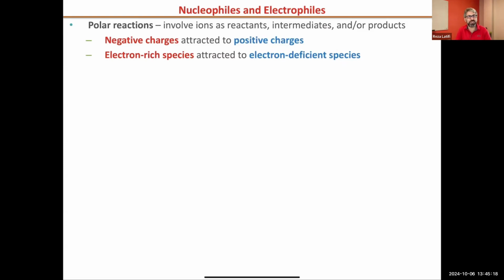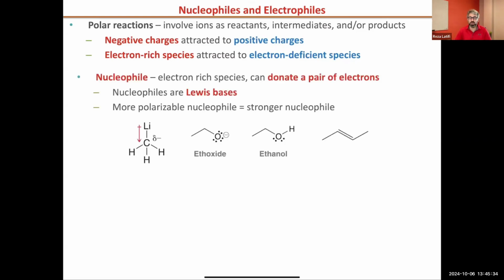Okay, let's talk about polar reactions. It says polar reaction. What does it mean? It means you will be dealing with positive and negative charges, and a negative charge will go after a positive charge. Where is the negative charge? The negative charge will be located on a species that we call a nucleophile. A nucleophile is a Lewis base, so there is a lone pair on the Lewis base that's going to be donated or shared with a species that has a positive charge.